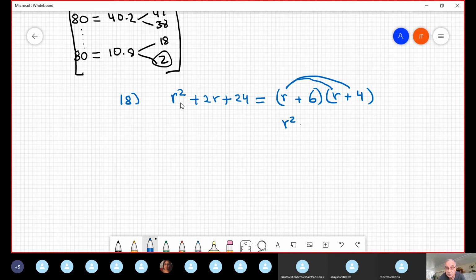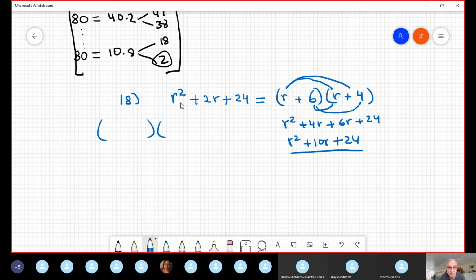For r, 6r, and 24. And when you combine that term, r squared plus 10r plus 24. No, it's not the same as the original. This factorization is completely wrong. Well, professor, okay. I do something to fix that.